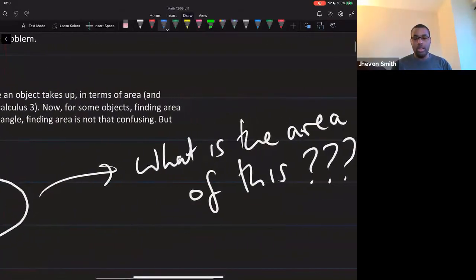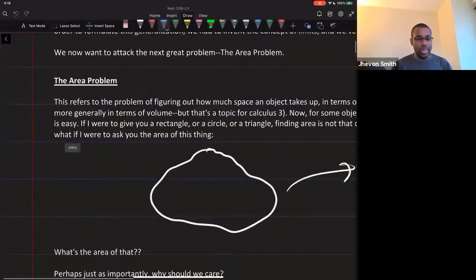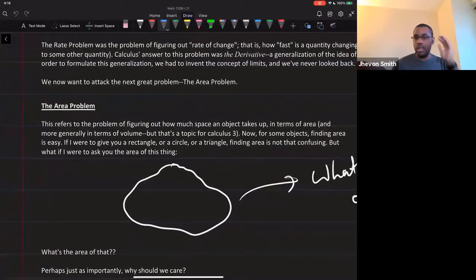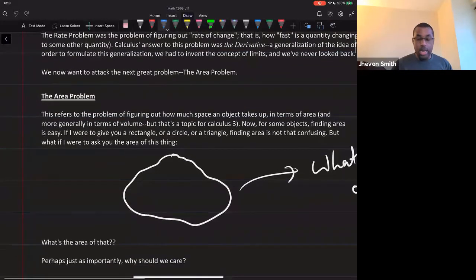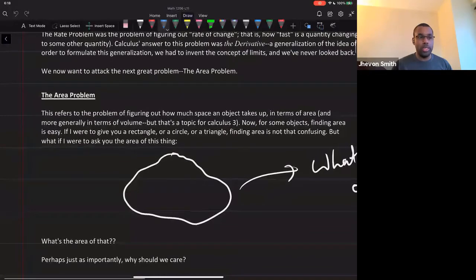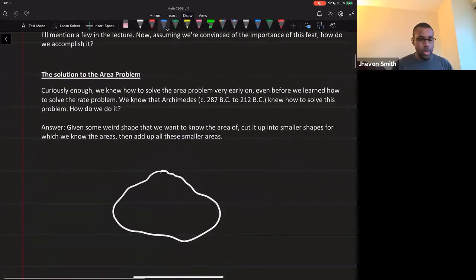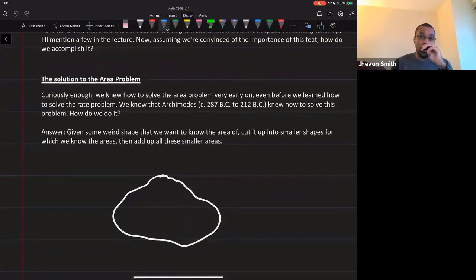So what is the area of this? So we need to know the area of some really weird shapes. And we also spoke about why we would even care. How would we go about accomplishing this? Well, the solution to the area problem has been known for a long time. There's evidence that even Archimedes, way back in almost 300 BC, was already solving the area problem. And it came down to essentially cutting something up into smaller pieces for which you do know the area.